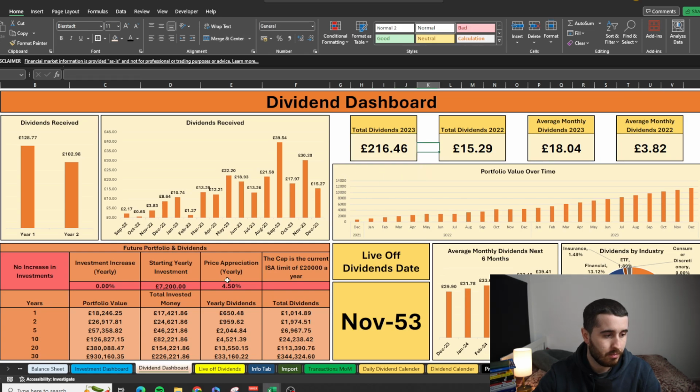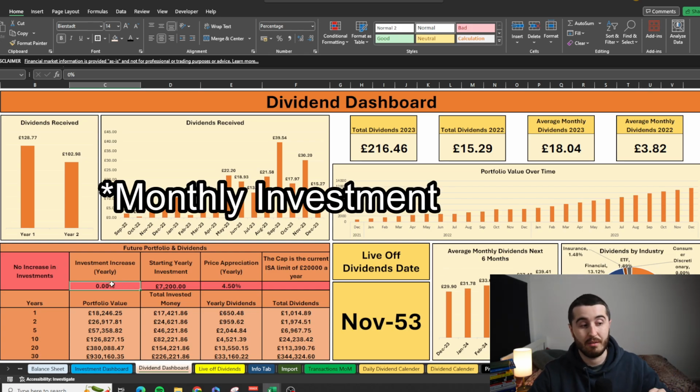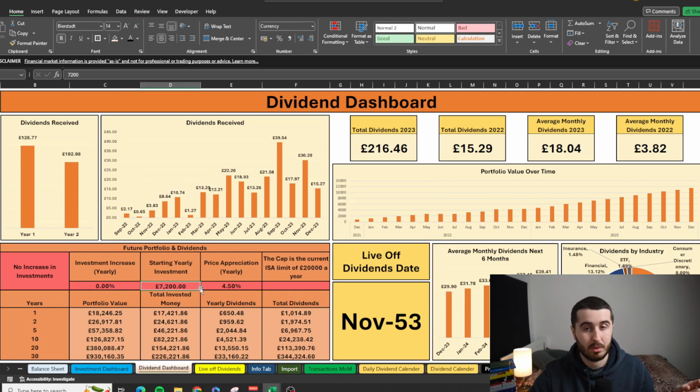We'll show you those. Future portfolio and dividends. So these three things, the investment increase yearly, so that's the percentage that you're increasing every year of your initial investment, and then your starting yearly investment. So it takes your current portfolio value. For mine, it's about 11,000. And then whatever you put in here is your yearly investment. So if it's £600 a month, which it is for me, then it's 7,200. If it's £1,000 a month, you're going to be putting 12,000 in there. If it's £100 a month, you're going to be putting £1,200 in there.